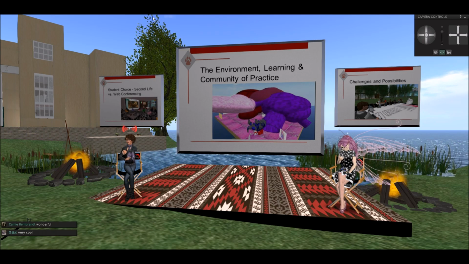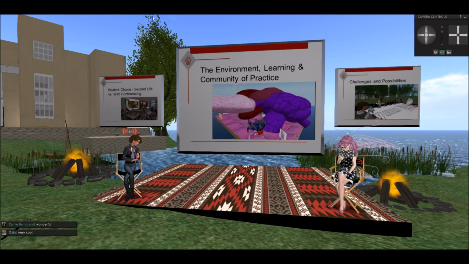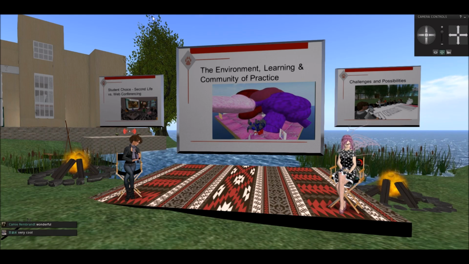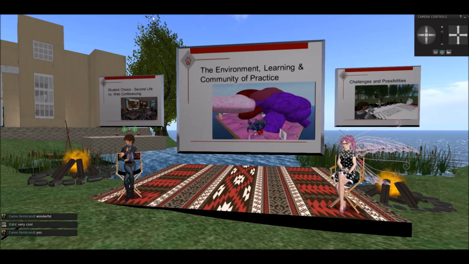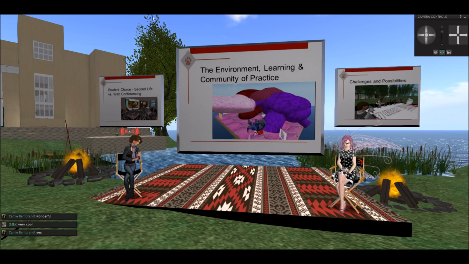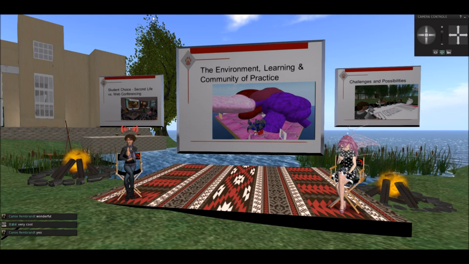And as you know, it's pretty easy to build in here. Once you get the hang of it, it's not that challenging. And I believe that is one of the strengths of the environment as well.